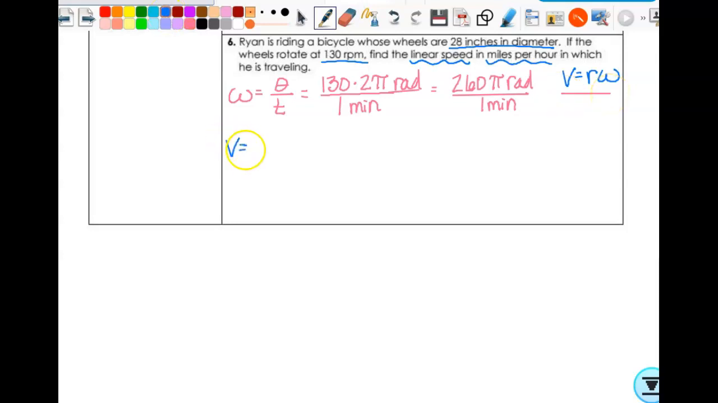So velocity is equal to, the radius is what? 14. So the radius is 14 inches. I'm going to put it over 1 just to make it into a fraction because everything's in a fraction and it makes everything line up better. Times, now I have that 260 pi radians per minute.